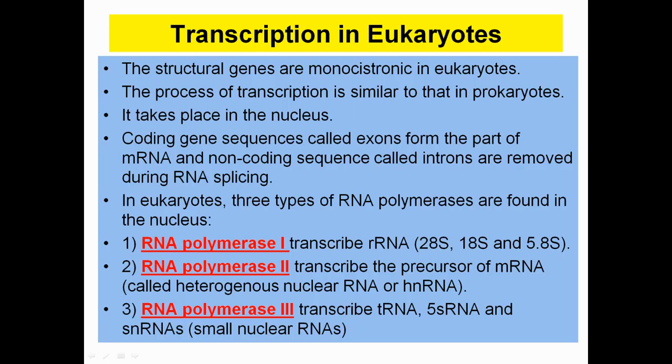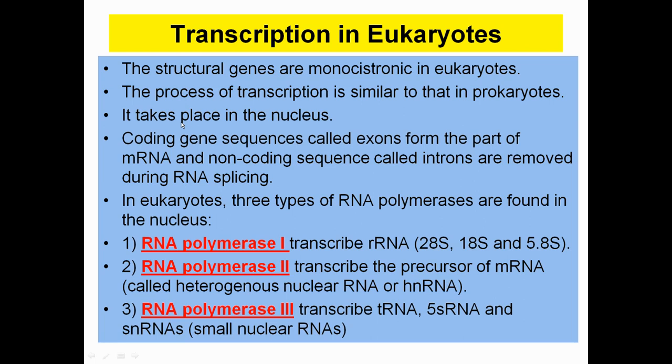Now comes the transcription in eukaryotes. Eukaryotes are monocistronic. The process of transcription is similar to that of the prokaryotes, but there is much more complexity. I will tell you how. As you know, introns or intervening sequences are there along with the exons. So these need to be removed in the further processing of the RNA.